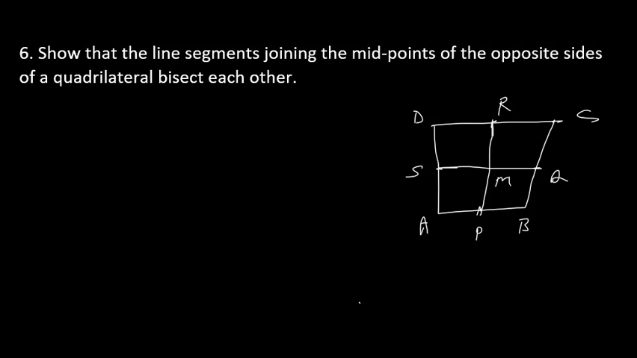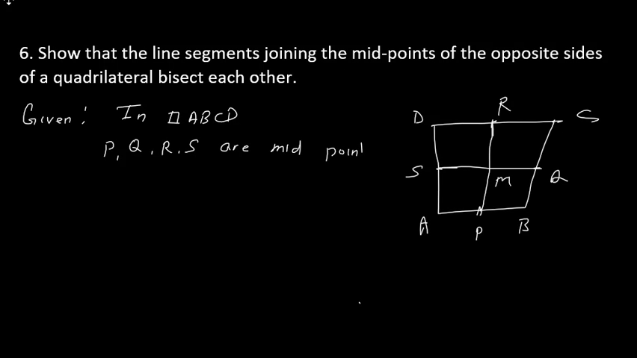Okay, so given, in quadrilateral ABCD, P, Q, R, S are midpoints of sides AB, BC, CD and DA respectively.